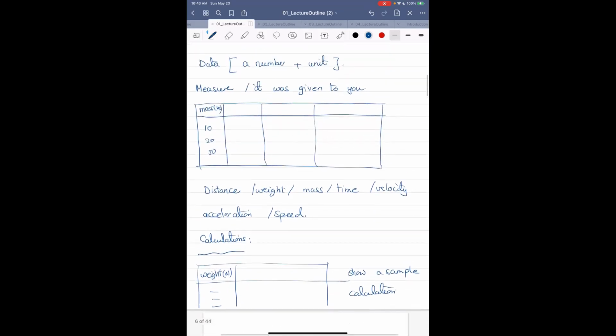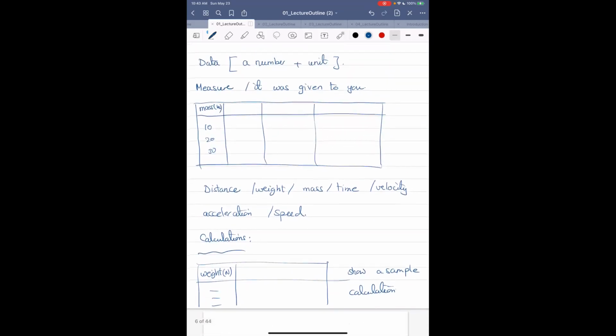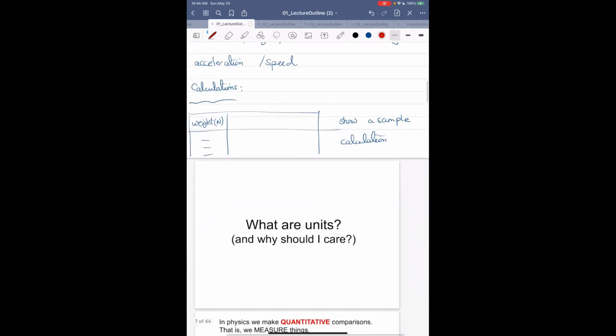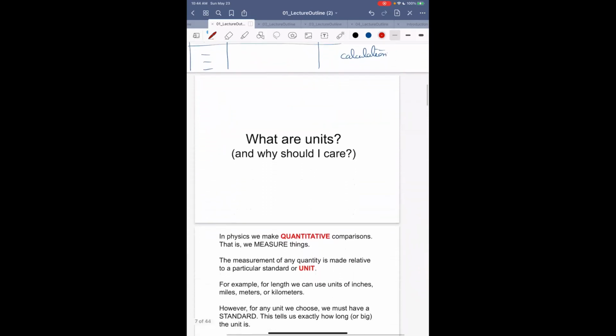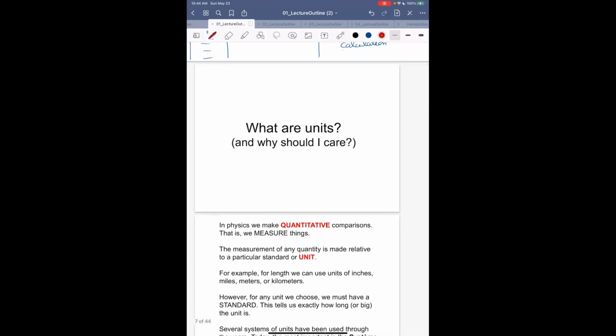I mentioned here that every data point is going to have a number and a unit, and the units we are using may be different in different systems. What we're going to do today is unify our systems of units, and we are going to use just one system.